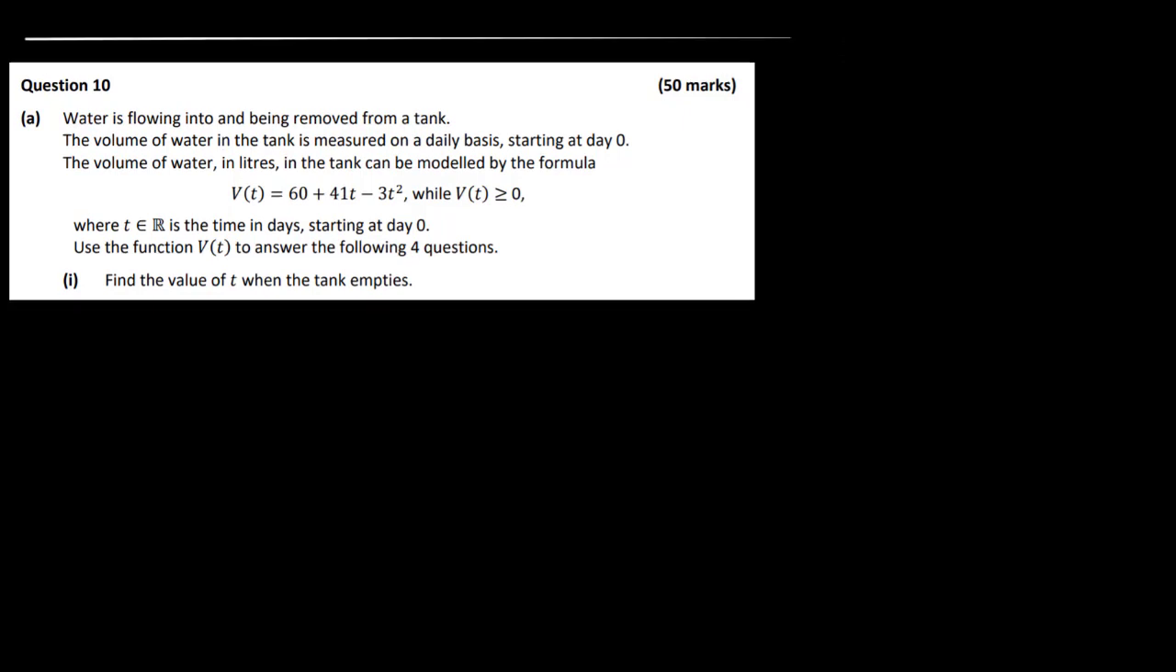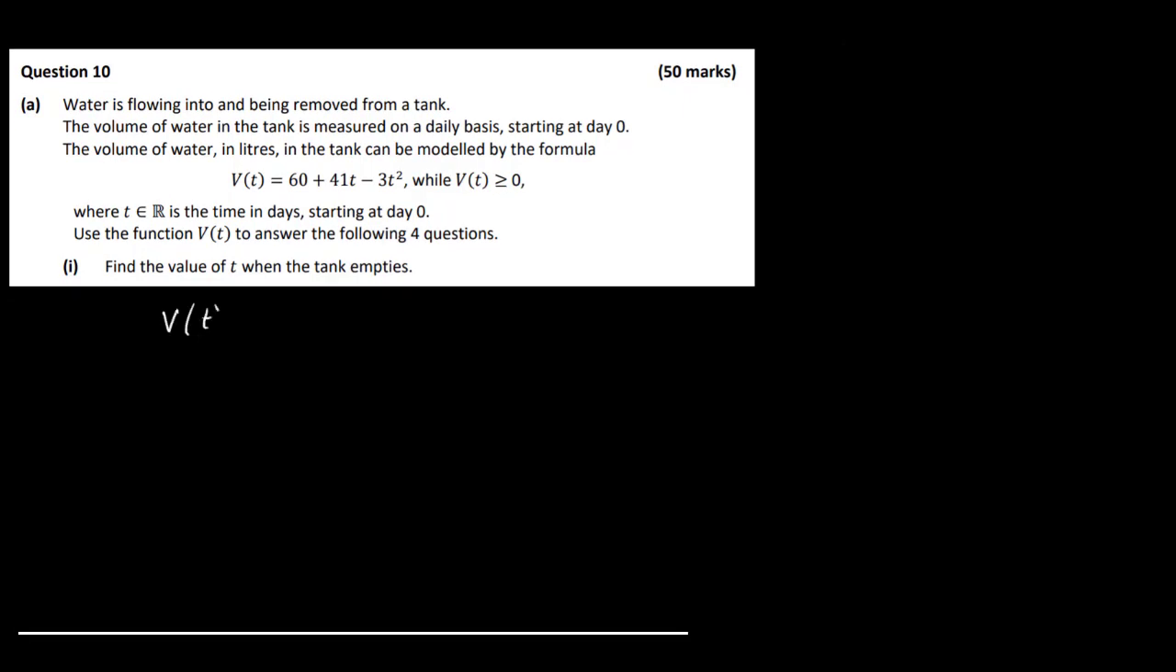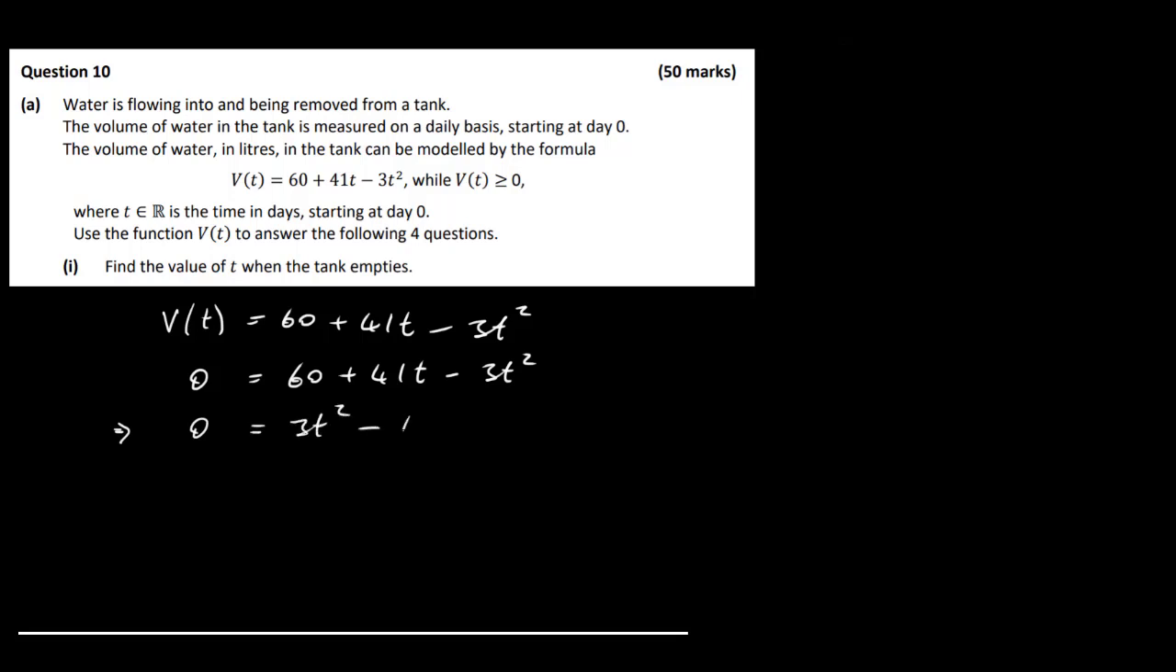So our formula is v of t is equal to 60 plus 41t minus 3t squared. So when the tank is empty just means that v of t is 0. So we'll have 0 here. What I'm going to do here is just multiply across by minus 1 to put the t squared first and also get rid of that minus. So I've got 0 equals 3t squared minus 41t minus 60.